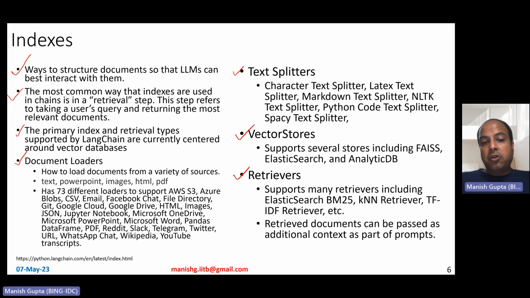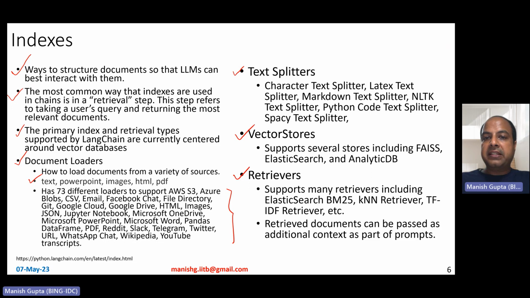Document loaders. The idea is how to load documents from a variety of sources. So these sources could be text. LangChain supports loading documents such as text, PowerPoint, images, HTML, PDF. In fact, LangChain supports 73 different document loaders, including these kinds of things. AWS S3 support, Azure support, Google Cloud support, Google Drive, Microsoft OneDrive, CSV, JSON, Microsoft Word format, PowerPoint format, Pandas data frame, PDF format. Even social networks: Reddit, Slack, Telegram, Twitter, WhatsApp chat, YouTube transcripts. LangChain supports all of them in that sense. So great support for loading various formats of documents.